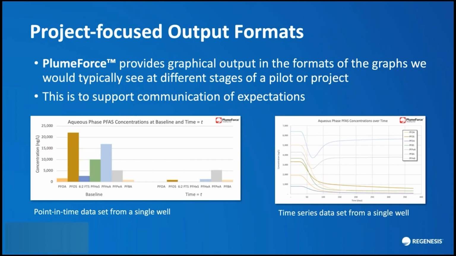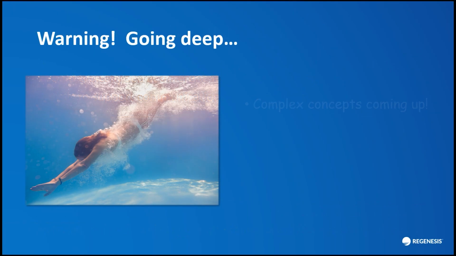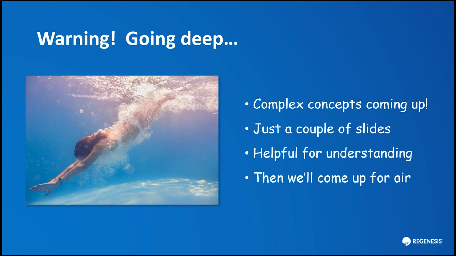But it's important to note that the monitoring well position makes a difference to what we see. And in particular, it makes a difference if the well is located within the plume stop barrier or down gradient of the barrier. So why is that? Well, to explain this, we're going to need a deep dive. So fair warning, the next slides introduce some complex concepts. Once we've explored these and the mechanisms, we'll come up for air and see what they actually mean in real life. So down we go.